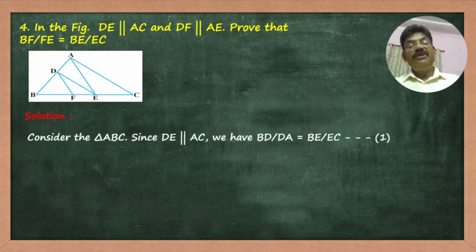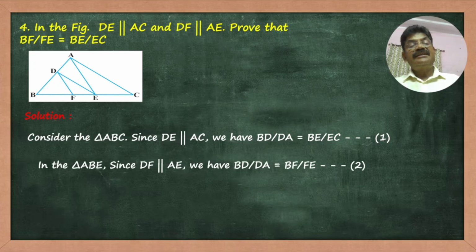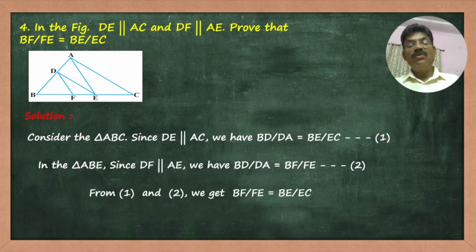Consider the triangle ABC. Since DE is parallel to AC, we have BD divided by DA is equal to BE divided by EC. Now consider the triangle ABE. DF is parallel to AE. Therefore, we can write BD divided by DA is equal to BF divided by FE. Call this equation 2. From 1 and 2, left hand sides are equal. Therefore, right hand sides must be equal. That is, BF divided by FE is equal to BE divided by EC, which is the result to be proved.